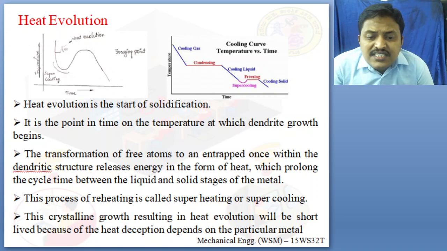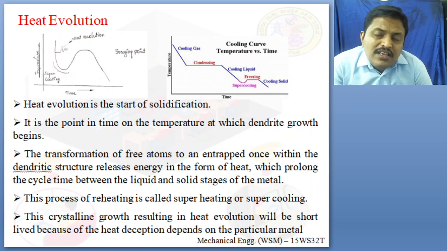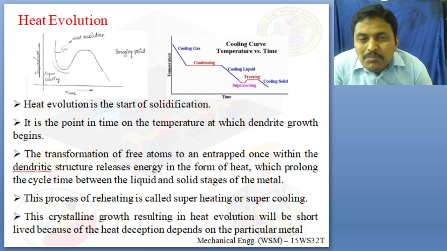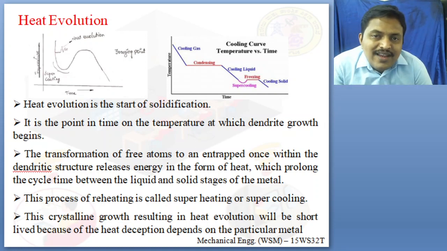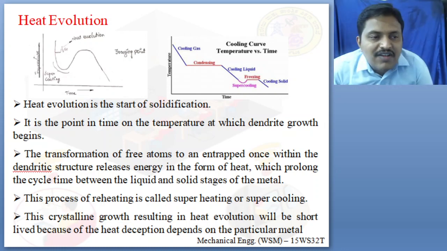So this crystalline growth results in heat evolution, which is shortly lived because heat dissipation depends upon the particular metal. Each metal has its own heat dissipation characteristics. Emissivity we will call the ability to give back the heat. Each metal has a different crystal structure, and each metal will have different heat dissipation depending upon that. So this is a kind of heat evolution technique.